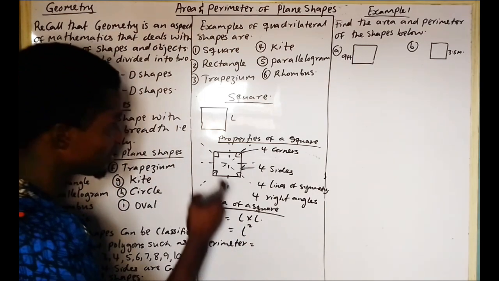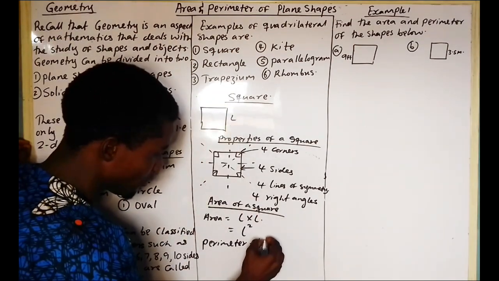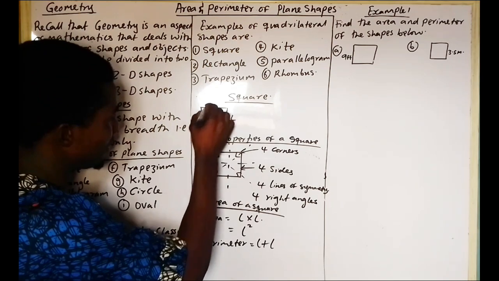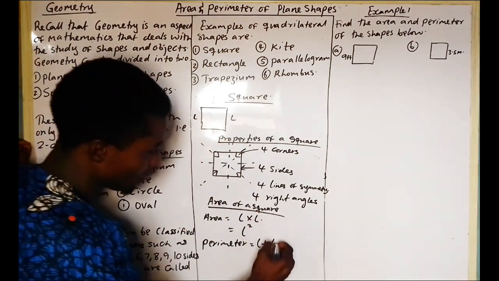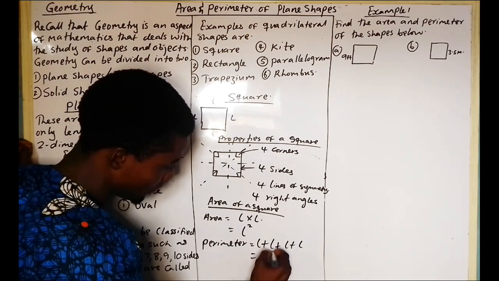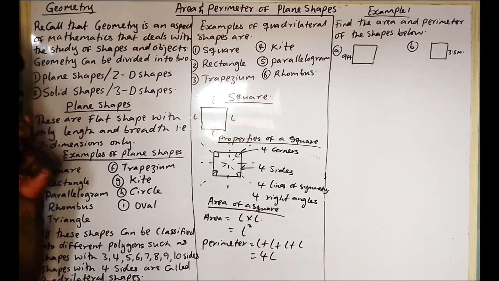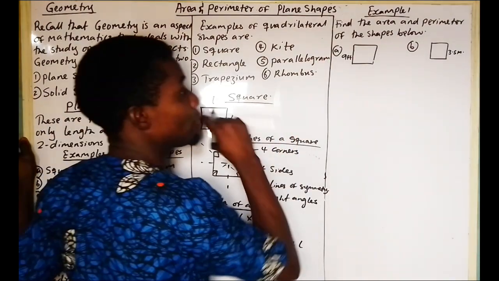Now, perimeter of a square. Perimeter of a square is the sum of all the sides of the square. Since one side is L, every other side will also be L. So we add up all the lengths, and that will give us what? 4L. This is how to find the perimeter of a square.